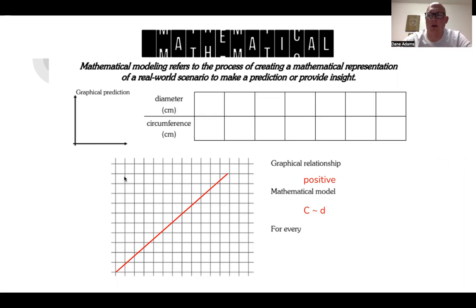One thing to note here is that as diameter increases, by how much does the circumference increase? For example, if the diameter were to double, what would happen to the circumference? Take 30 seconds and discuss this with your partner. I'll repeat the question. If the diameter were to double, what would happen to the circumference? 30 seconds, go.